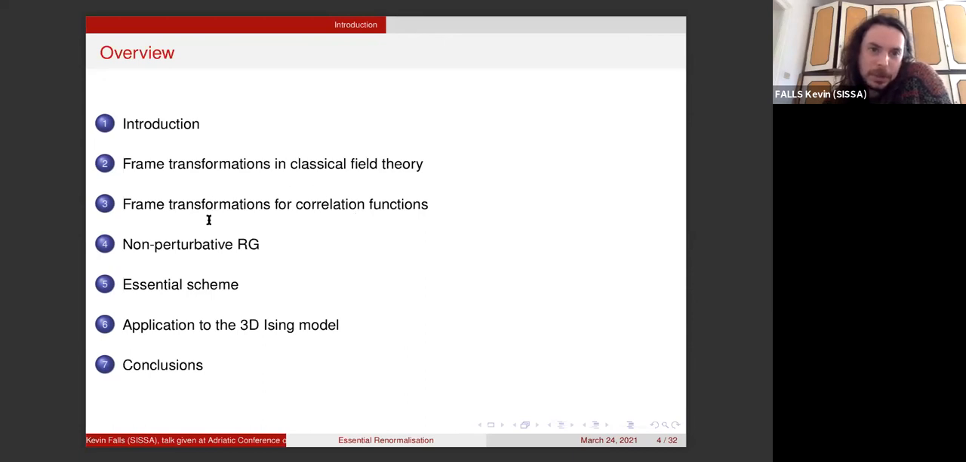Then I will introduce this non-perturbative renormalization group in the standard scheme, and then I will tell you how this can be generalized in this essential scheme. So I'll explain what our new idea is. And then I'll show you an application to the 3D Ising model, in particular the critical points, the Wilson-Fisher fixed point, and how these ideas actually can be used in practice.